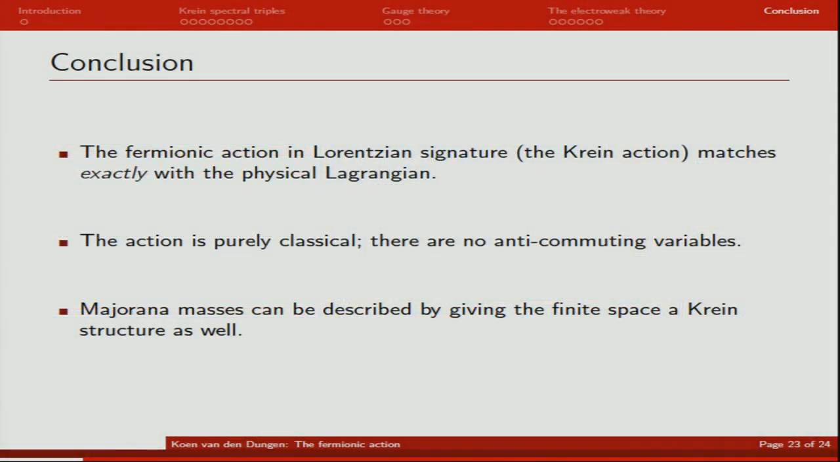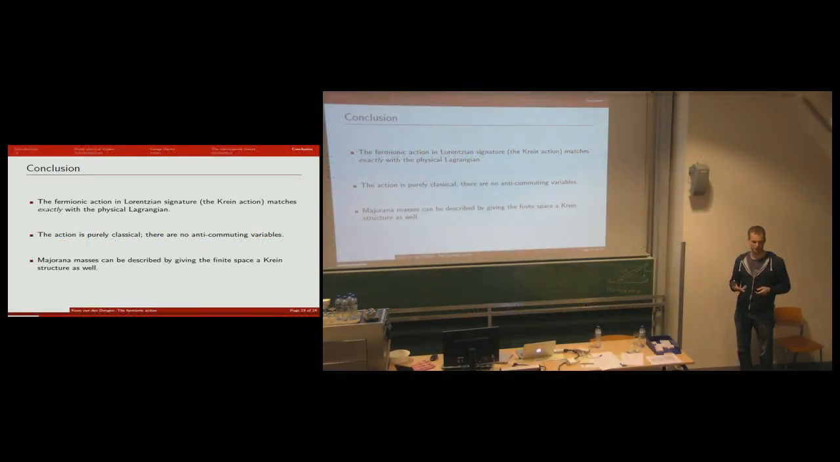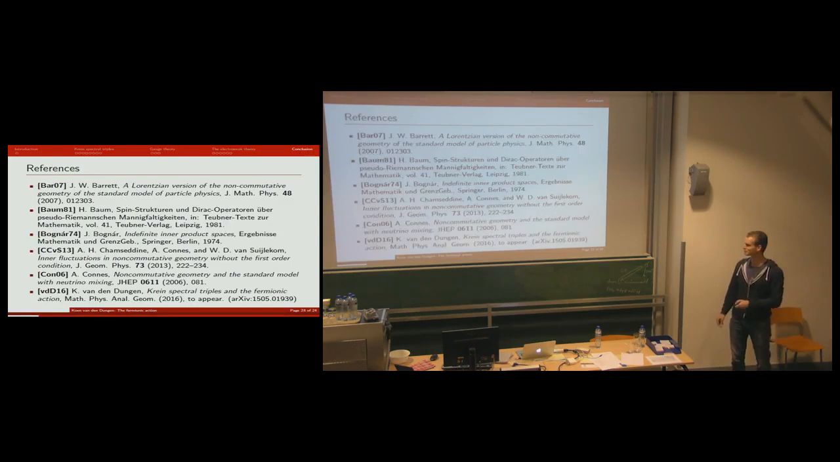And interestingly, in that case, the Krein space structure is not only relevant for describing the Lorentzian signature of the manifold, but in the finite part, it also appears to be relevant for distinguishing between particles and antiparticles. So in both cases, for the manifold and for the finite part, the Krein structure is relevant. So thank you.